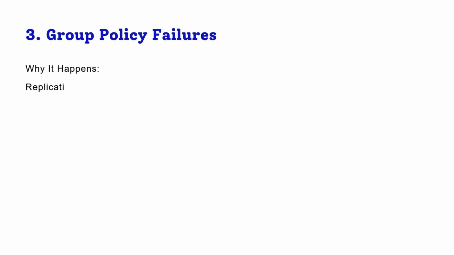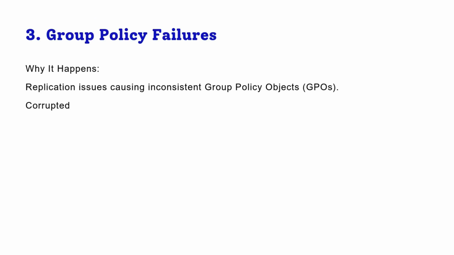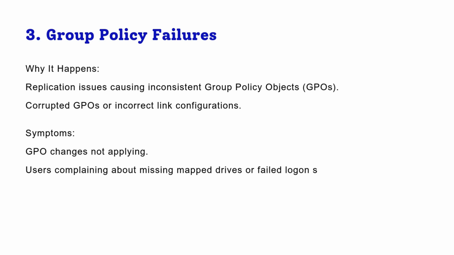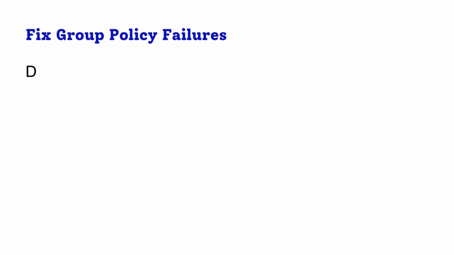Third error is group policy failure. Why does it happen? Replication issues causing inconsistent group policy objects. Could be corrupted GPOs or incorrect link configuration. And the symptoms for this: GPO changes not applying, users complaining about missing mapped drives or failed login scripts.